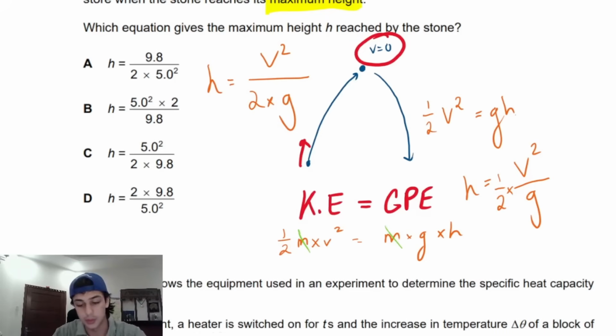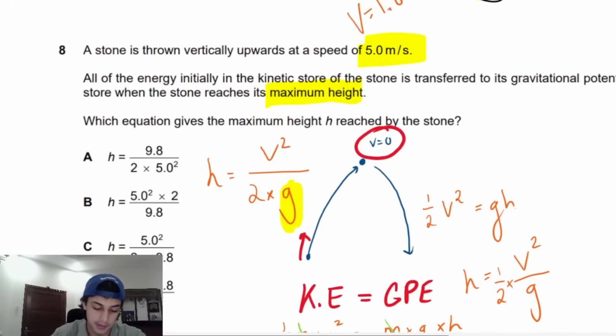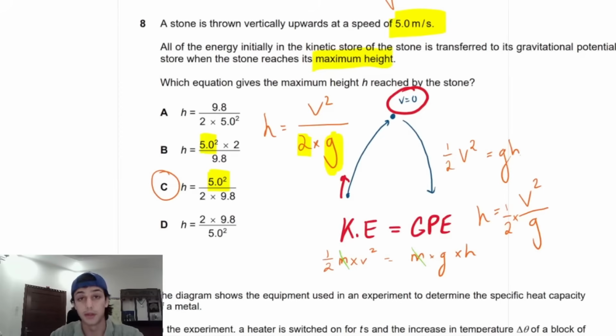And the value of G is what? 9.8. So we should find something that has the speed at the top. Just like over here, we see that 5 meters per second. So it should be this. And also we should see that the G is being multiplied by 2. And that is over here, that is going to be C. So hopefully this is clear.